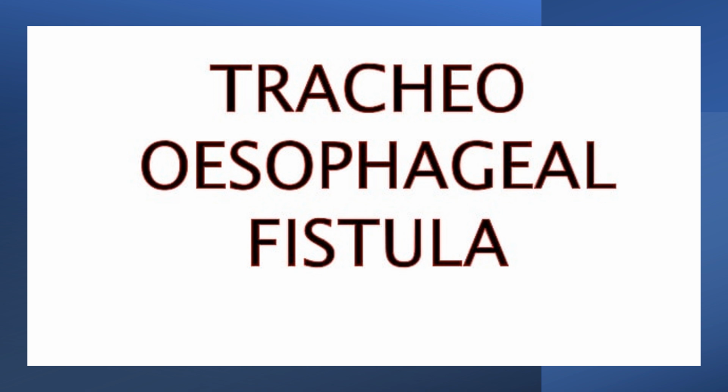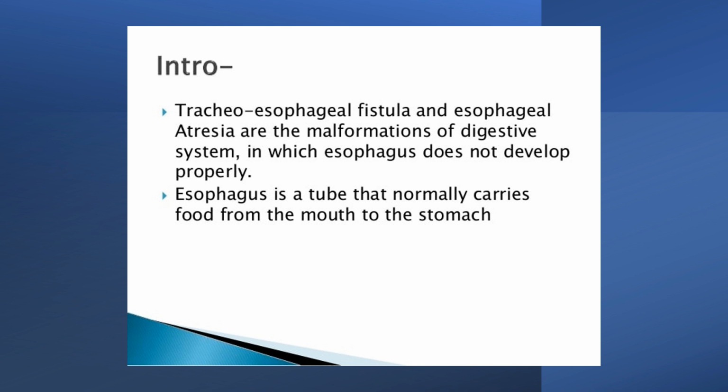Hello everyone, today we are going to learn about tracheoesophageal fistula, which is a congenital disorder of the gastrointestinal system in child health nursing. So let's start with the introduction. Tracheoesophageal fistula and esophageal atresia are malformations of the digestive system in which the esophagus doesn't develop properly, and the esophagus is a tube that normally carries food from the mouth to the stomach. In this condition, the organs mainly affected are the trachea and esophagus.